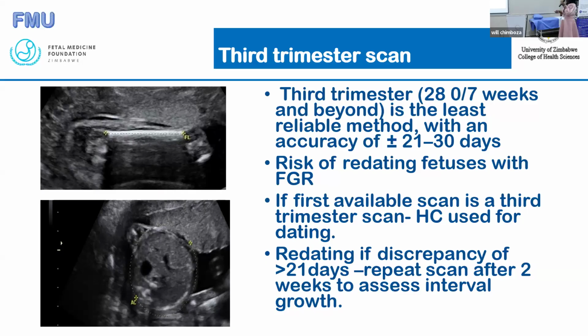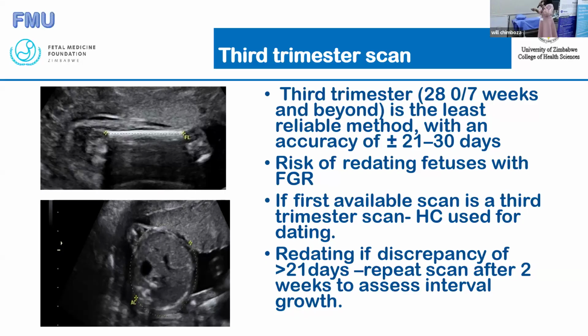Okay, the third trimester is a very tricky period to assess gestational age because the margin of error may get even up to 21 to 30 days. So when we get a patient in the third trimester, we should not be quick to redate that pregnancy. In that period, growth is affected by different things. There are a lot of confounding factors for us to end up having an estimated fetal weight.